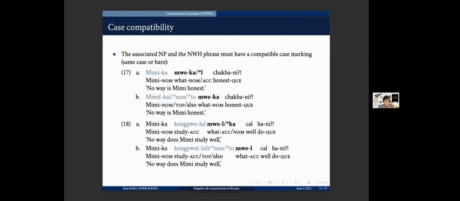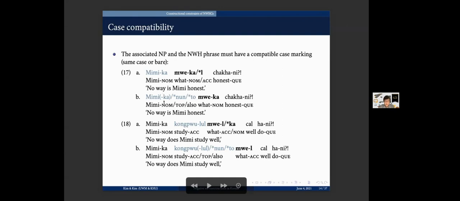Another constraint is that the associate NP and the NWH phrase must have a comparable case marking. So in 17A, this associate NP 미미가 has the nominative case. So the NWH phrase also has the nominative case, not the accusative case. And also here the NWH phrase has the nominative case, so its associate NP must have the nominative case here, 가.